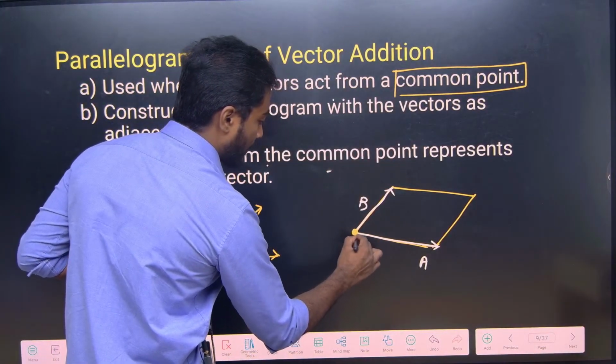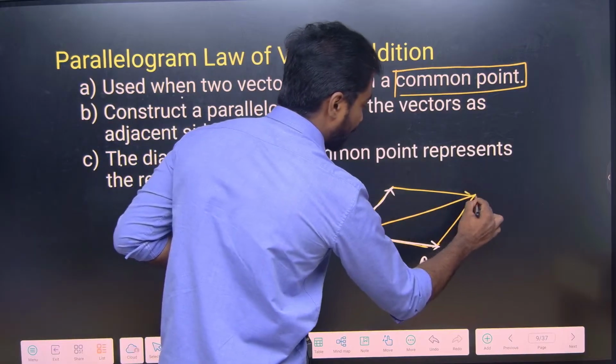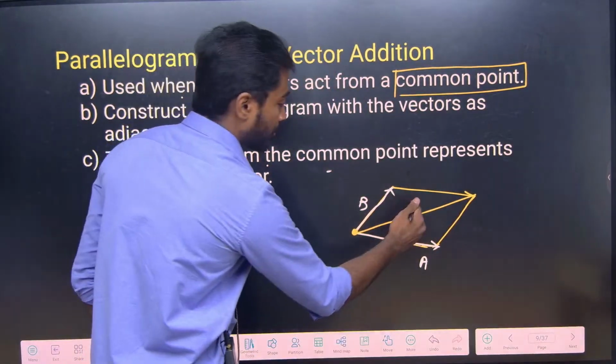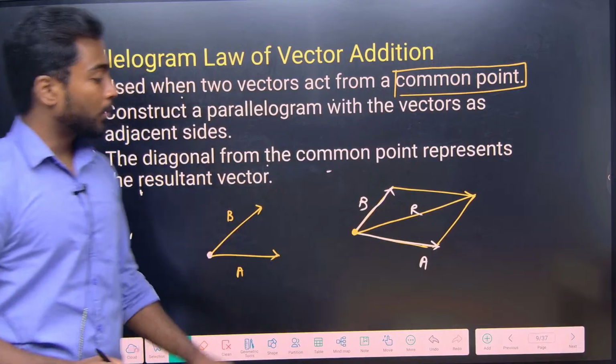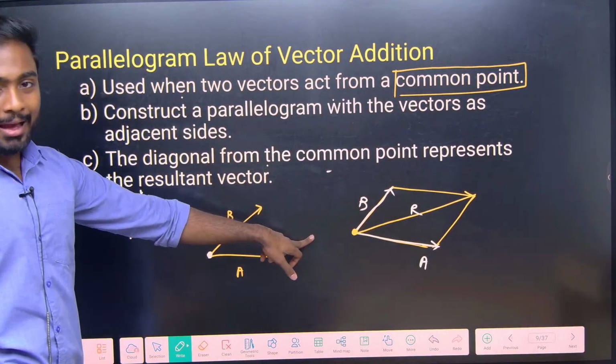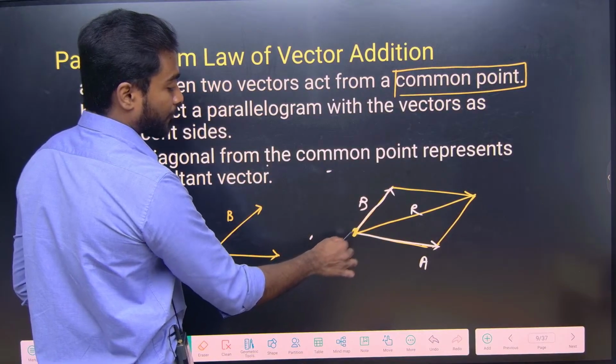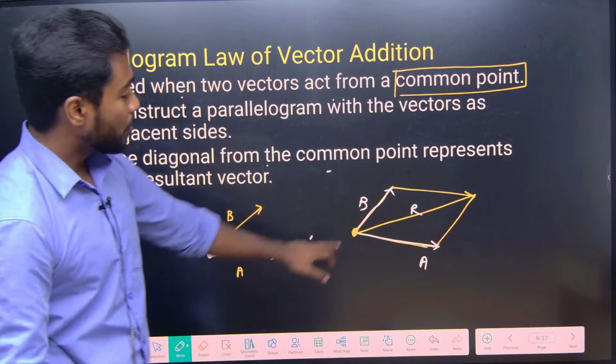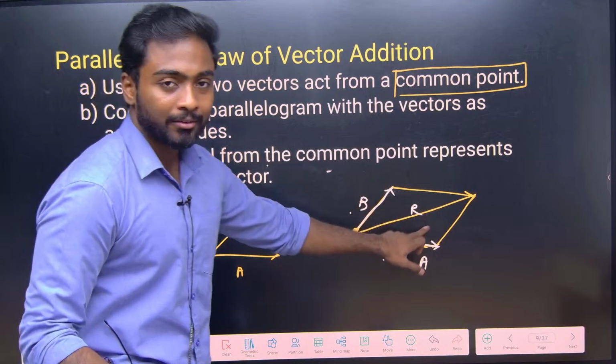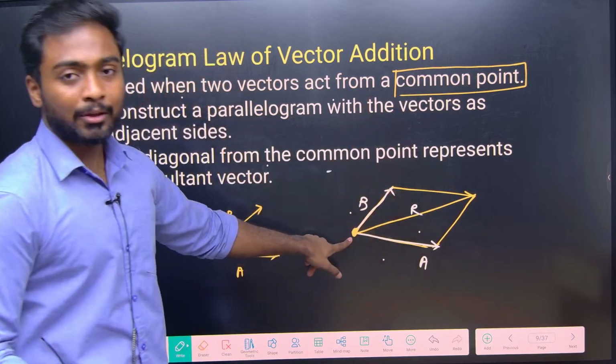This is my common point, and this is my diagonal. This represents the resultant. So I need to draw a parallelogram. The common point is where every vector starts, which means the A vector, the B vector and the resultant vector, everything starts from the common point.